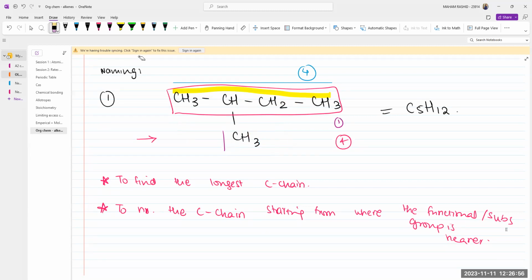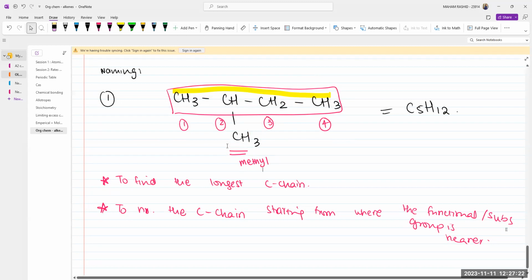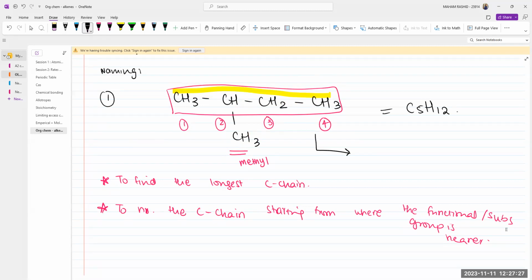So we start naming it from the left or the right? From the left. So if you start numbering it from the left, 1, 2, 3, 4, now we know that our methyl group is on the second carbon, right? So now that we've done the major part for the naming, now we just need to pick up things that form the whole name. How do you start naming?